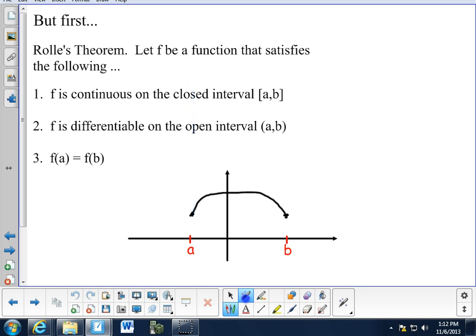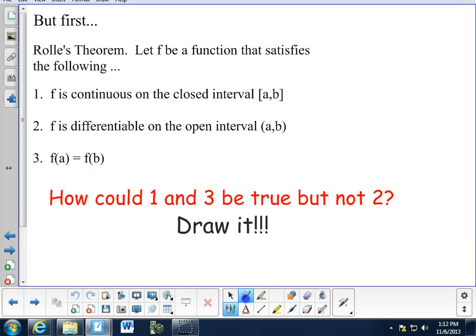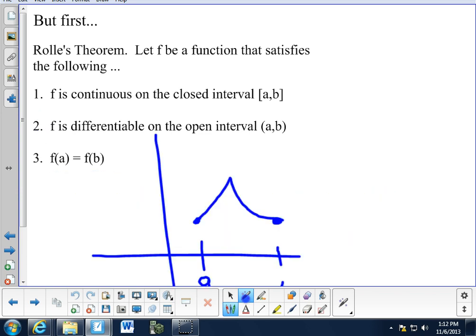Yeah, so how could this be true and this be true, but not this guy? Like that? No, like the same graph you have would just extend down to the end. But then f of A doesn't equal f of B. No, I don't want this one. You could have a vertical, yes, just like that. That's what you did with your finger. I'm not sure what your words were, but that's what you did with your finger.